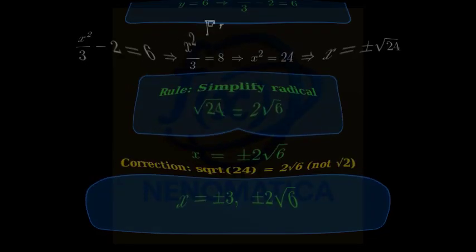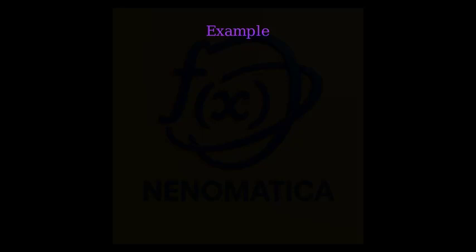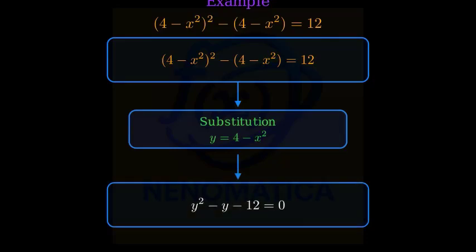In this lesson, we will solve an equation using the auxiliary variable method. Example: solve the equation (4 minus x squared) squared minus (4 minus x squared) equals 12. Notice the repeated expression 4 minus x squared. Since it repeats, we can simplify the algebra by substitution.